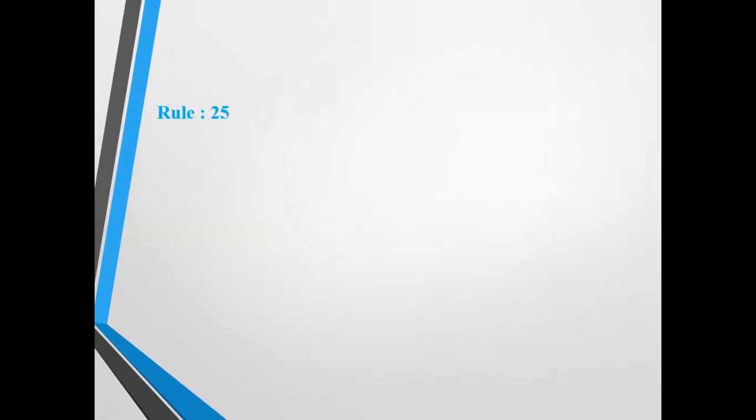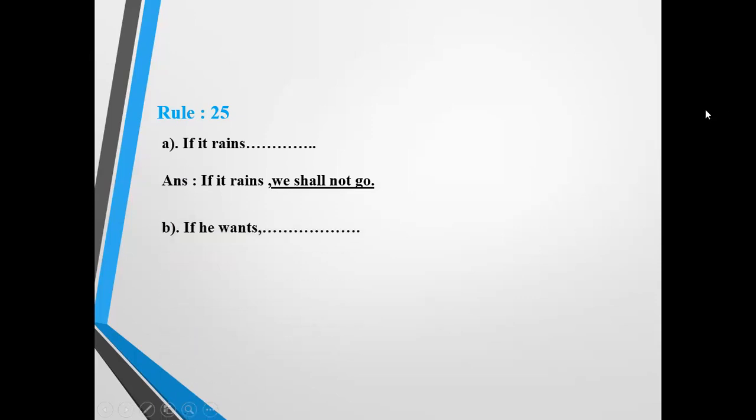Now rule 25. If there is "if" plus present tense, then future tense will be used. So, if it rains dash. Answer: if it rains, we shall not go. Here "it rains" is present tense, "we shall not go" is future tense. So the structure will be: if plus present tense plus future tense. B, if he wants dash. If he wants, I shall help him.